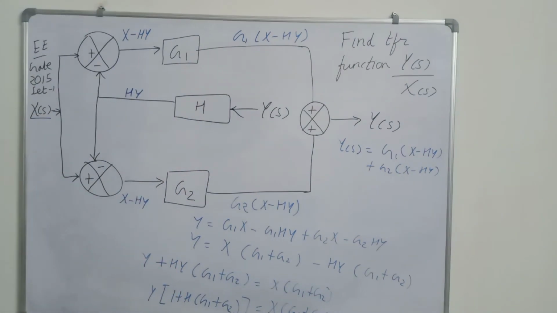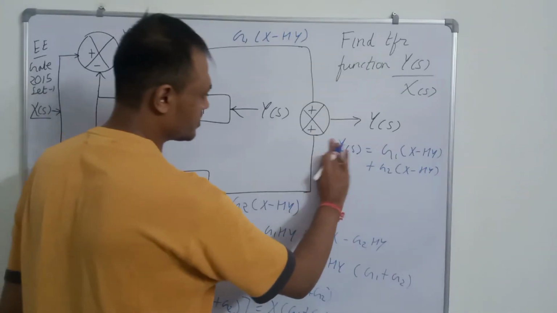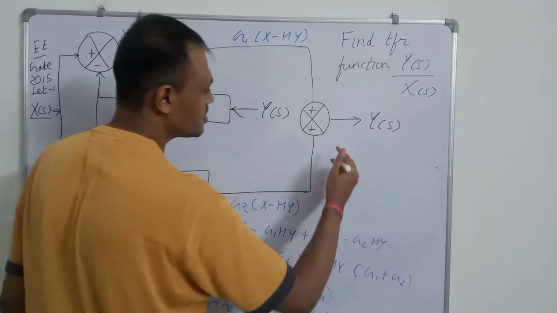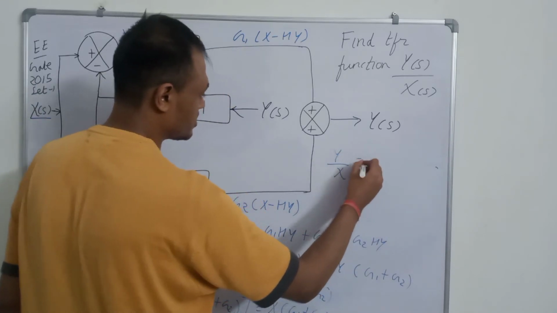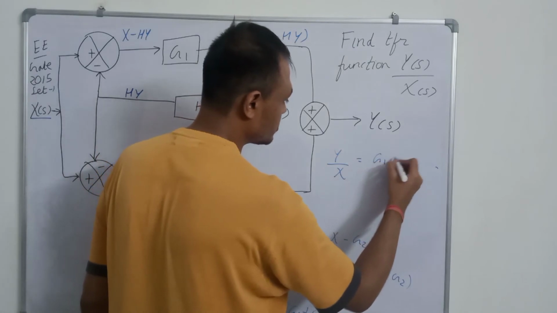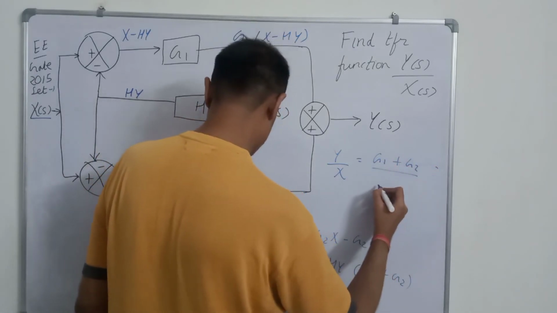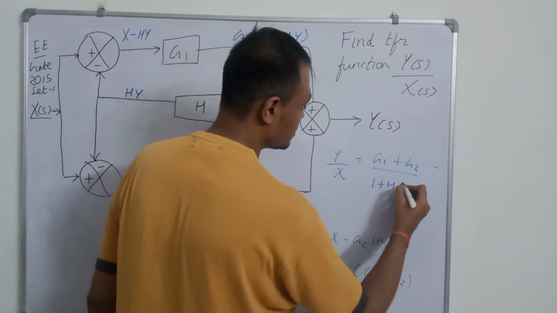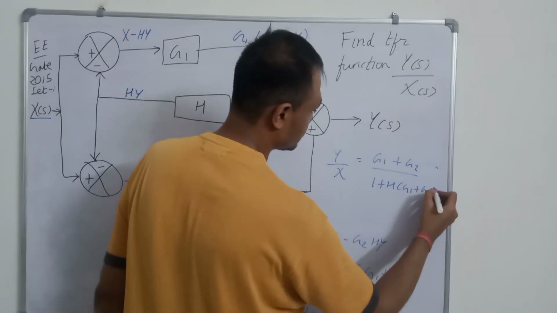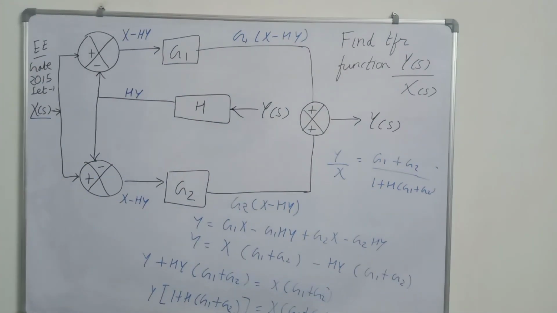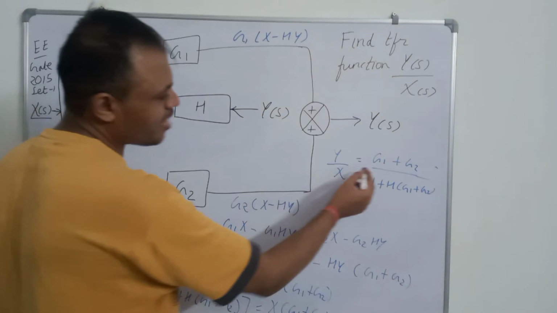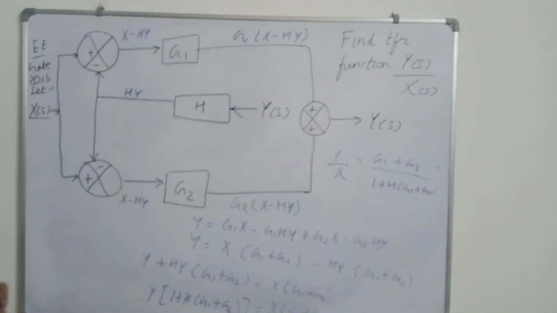So if we find Y by X, it will be equal to (G1 plus G2) upon (1 plus H(G1 plus G2)). This is the ratio of Y by X. This was an MCQ, and this option was given as option C. So option C is correct: Y by X is equal to (G1 plus G2) upon (1 plus H(G1 plus G2)).